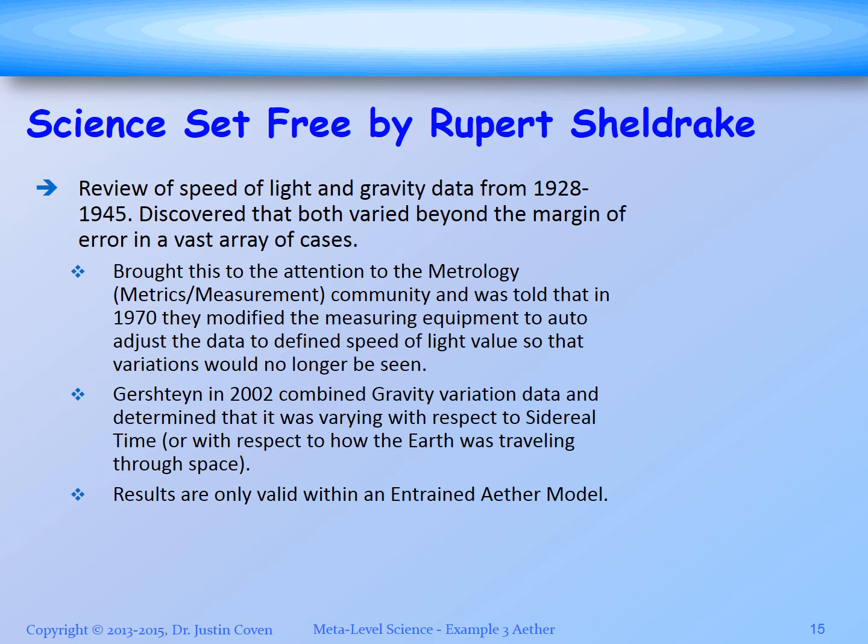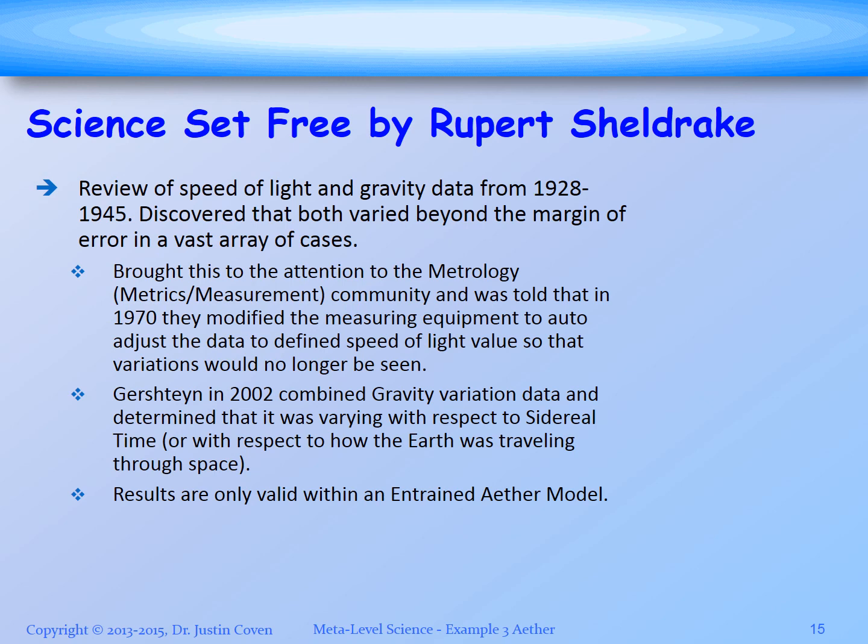Science Set Free by Rupert Sheldrake. In this book, Rupert reviewed the speed of light and gravity data from 1928 to 1945. He discovered that both varied beyond the margin of error in a vast array of cases. He brought this to the attention of the metrology community and was told that in 1970 they modified the measuring equipment to auto-adjust the data to a defined speed of light value so that variations would no longer be seen.